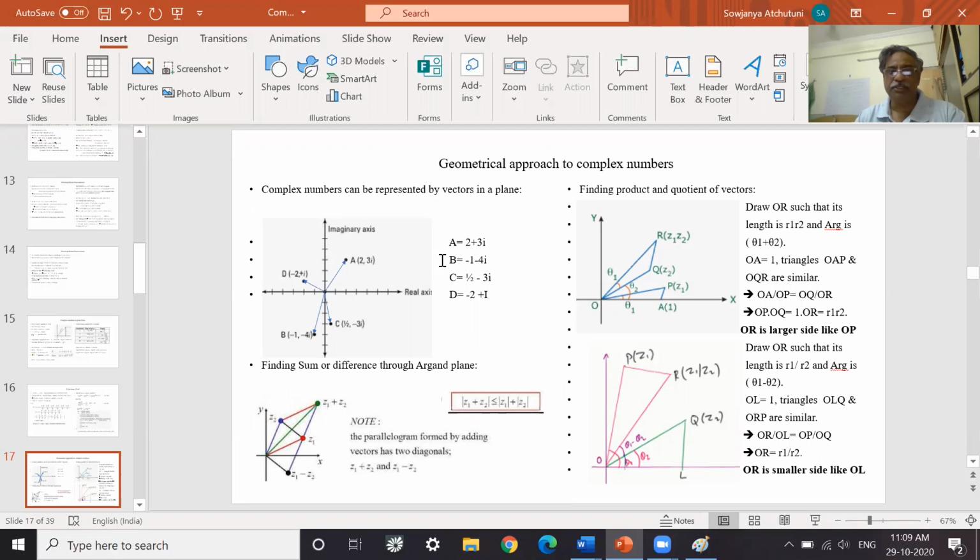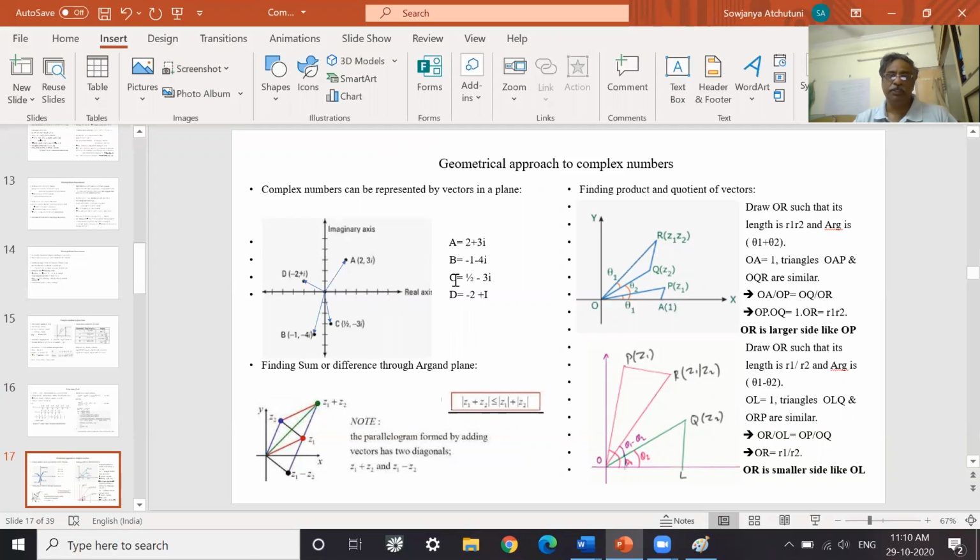Suppose we are representing 2 plus 3i. So this is the point (2, 3). This arrow vector OA is nothing but the complex number 2 plus 3i, or simply (2, 3). Similarly, minus 1, minus 4i. This is minus 1, this is minus 4, this is minus 1 minus 4i. This is another complex number. A complex number is nothing but a vector in a two-dimensional plane.